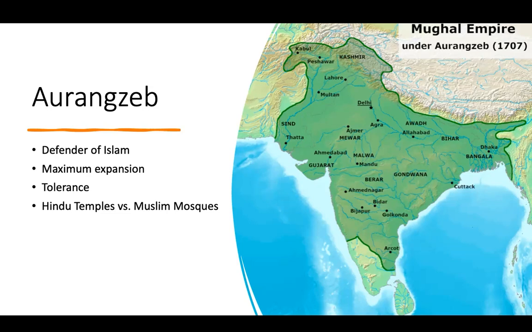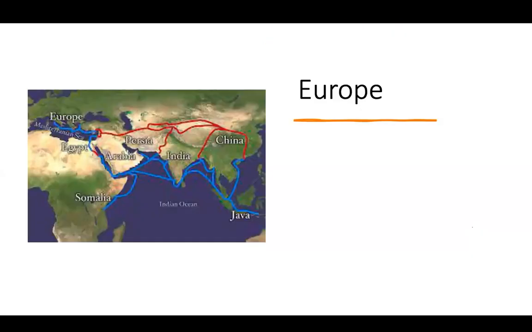So Aurangzeb, the defender of Islam. Okay. So moving back to Europe. What was going on in Europe at this stage? Europe was always in need of Indian products because India was the great supplier of textiles, cotton, spices, and so on. But for Europe to reach Indian lands, they had to go through the Mamluk lands or through the Ottomans. So they had to go through Muslim lands.